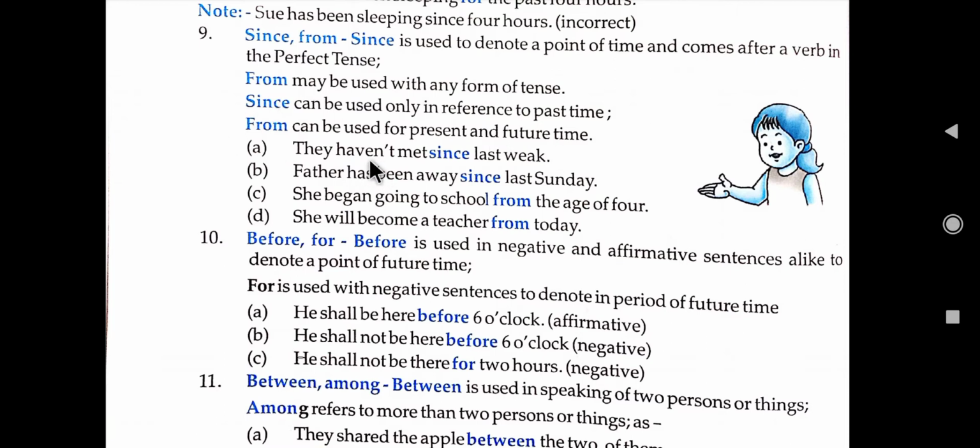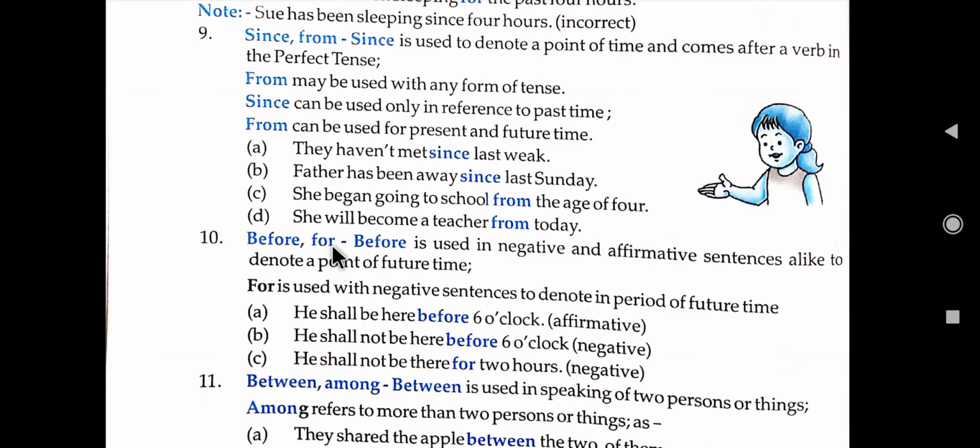Now, they have not met since last week. Father has been away since last Sunday. She began going to school from the age of 4. She will become a teacher from today. So these two sentences are used for the past tense, so we used since. In this they are talking about the present tense, so we use from.